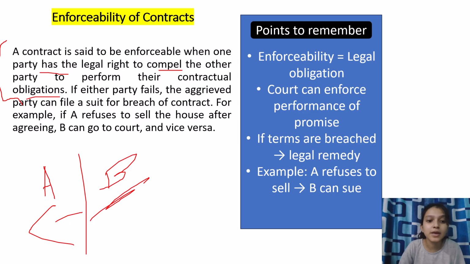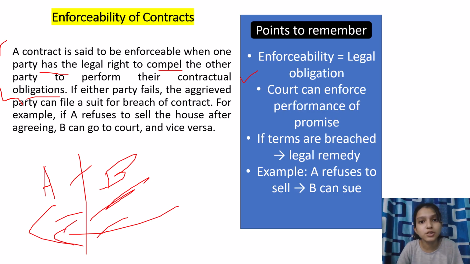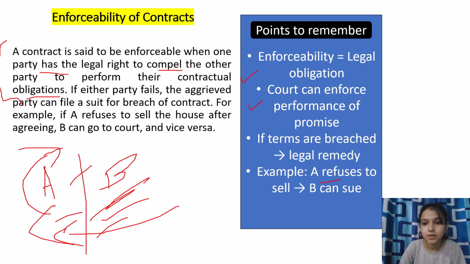If it's legal and binding, A cannot just change his mind all of a sudden. B has the right to go to court and seek remedies. Enforceability means legal obligation. It's a legal obligation on A. A has the duty to perform his part of the duty. The court can enforce performance of the promise. So the court can declare that A has to perform his part of the duty. If terms are breached, there is a legal remedy. If A decides not to sell his house, what can B do in such a case? The legal remedy available to B is: if A refuses to sell, B can sue. B can file a case against A for breaching the contract. So this is how enforceability of contracts is made in India.